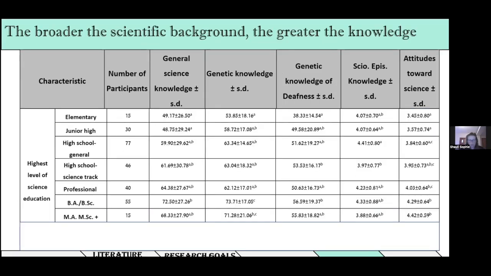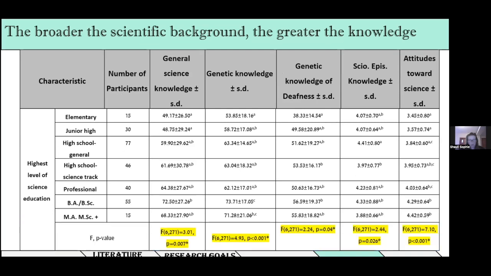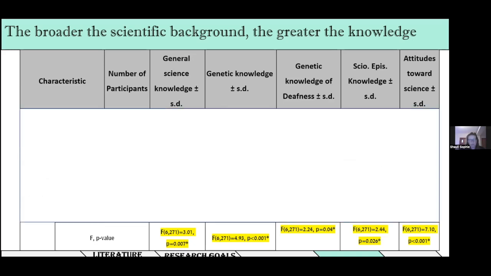Knowledge related to genetics of deafness and sociocultural and epistemic knowledge were correlated with scientific formal education. Significant differences were found between respondents with different formal backgrounds in science. The broader the formal science background, the higher the scores of genetic literacy components.